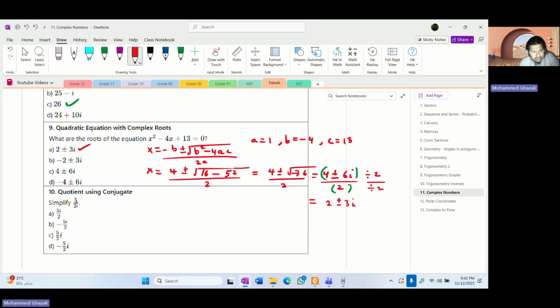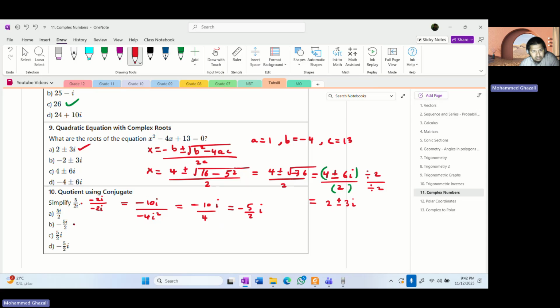Quotient using, so we want to simplify this. So in order to simplify this, we're going to multiply by the conjugate. So -2i. So what's the answer here? 5 times -2i is -10i. And 2i times -2i is -4i squared. Right. So i squared is -1. So we got -10i. i squared is -1. So -4 times -1 is just 4.